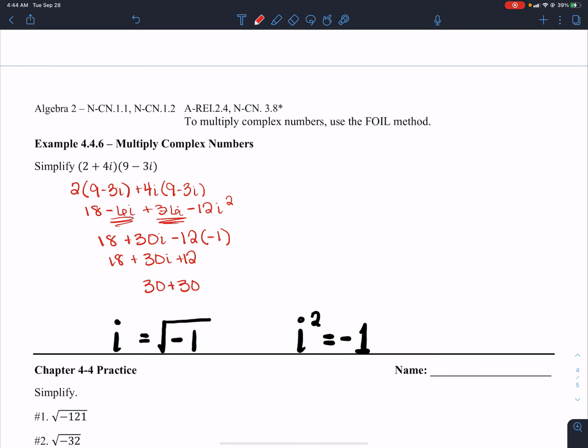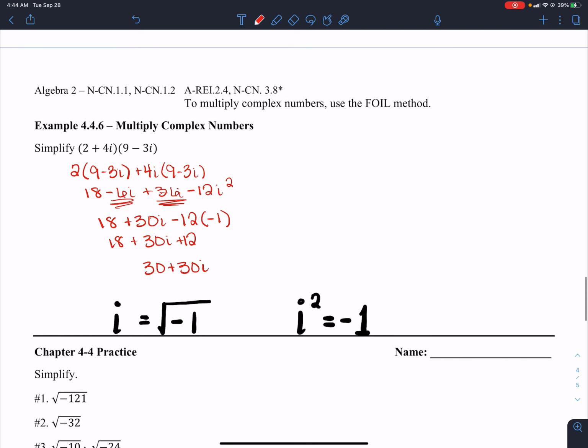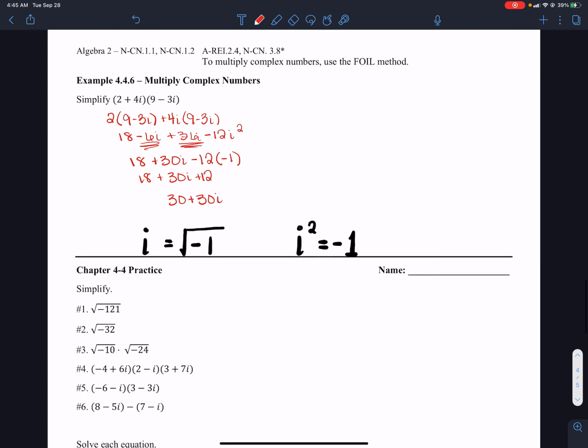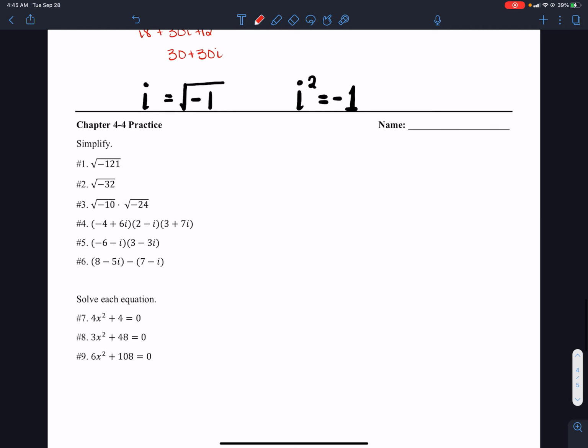30 plus 30i. All right, so your independent practice today is to complete examples 1 through 9 and make sure that you upload that to Canvas.